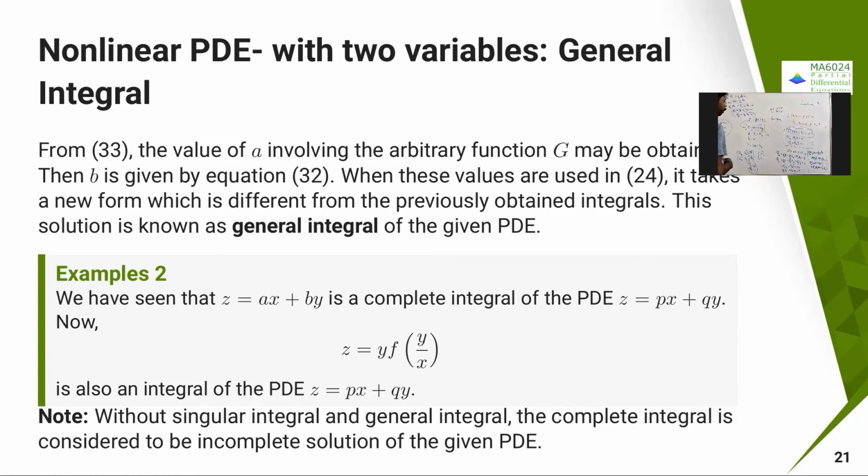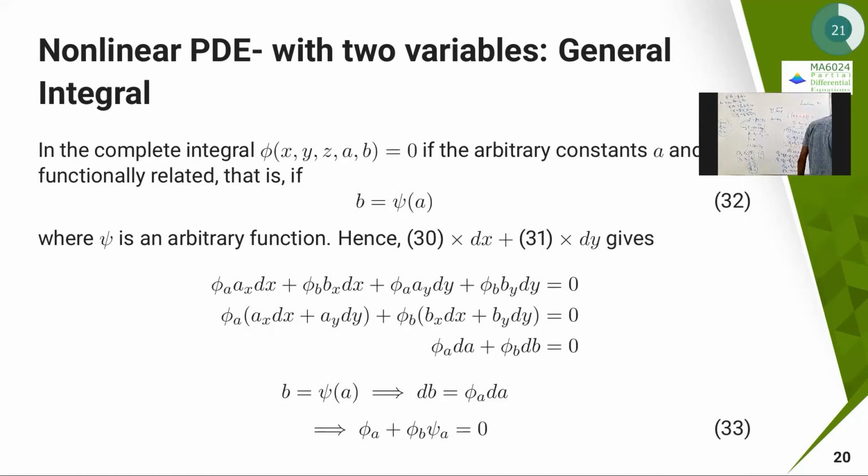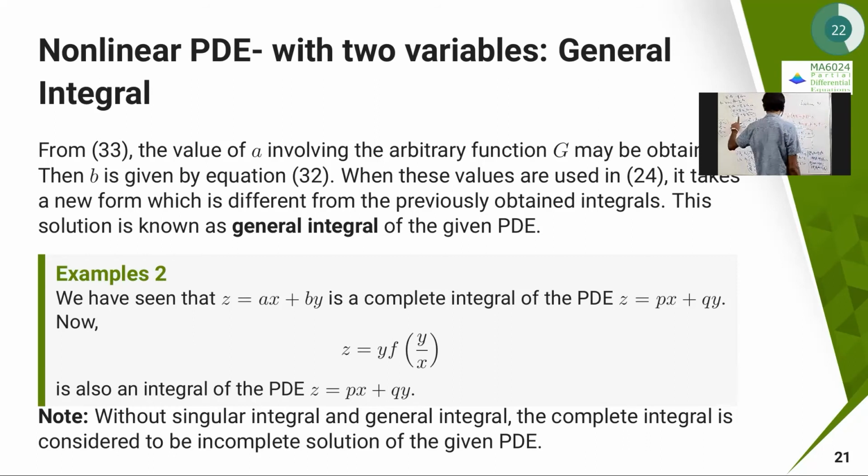So from this equation 33, equation number 33 is this one. From this equation, what you are going to get is that the value of a involving an arbitrary function g may be obtained. You can solve that for a, and then you can obtain the arbitrary function g. Then b is given by this equation, b equal to psi of a.